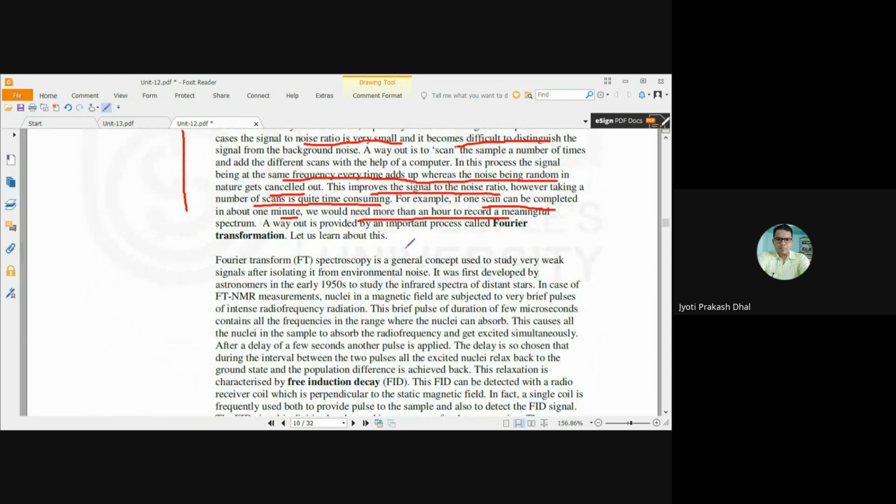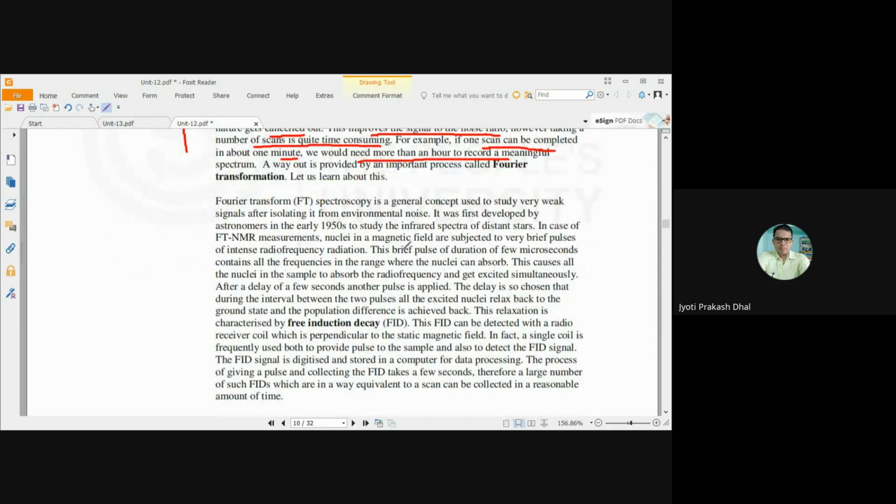And in order to avoid this type of problem, Fourier transform NMR, FTNMR, is used. FTNMR spectroscopy is generally used to study very weak signals after isolating them from the environmental noise.